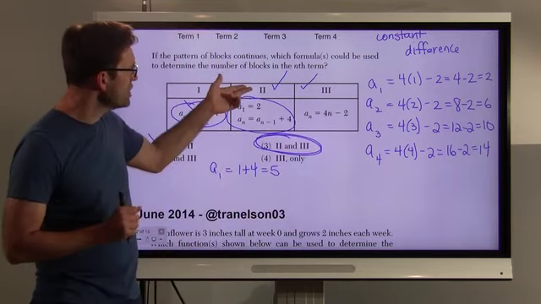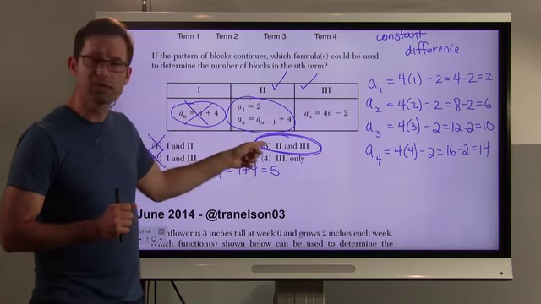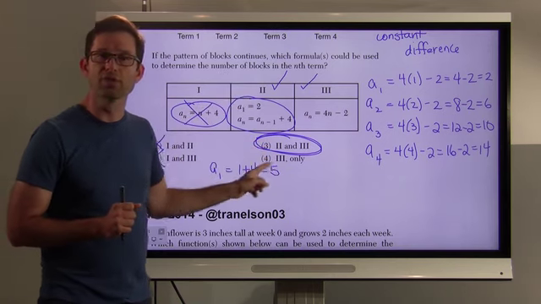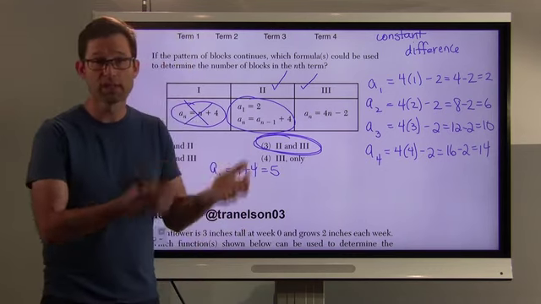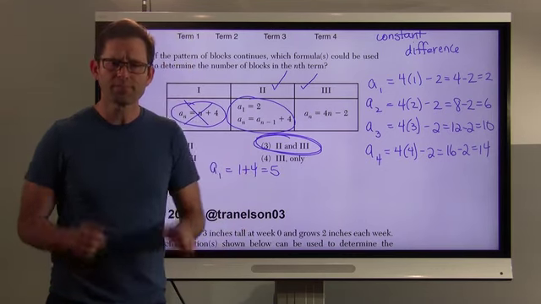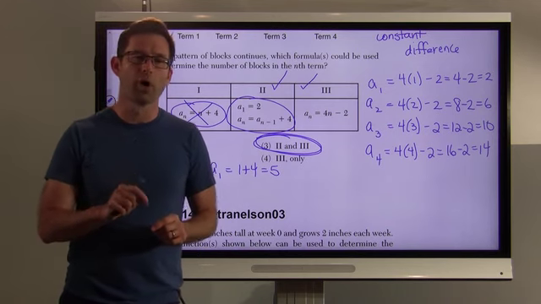And I suppose as soon as we knew choice 2 was right, then choice 3 was the only one that could have worked because 2's not down here as well. That's just smart test taking. It's not math, it's just a process of elimination. All right? Let's do one more sequence problem before we move on.